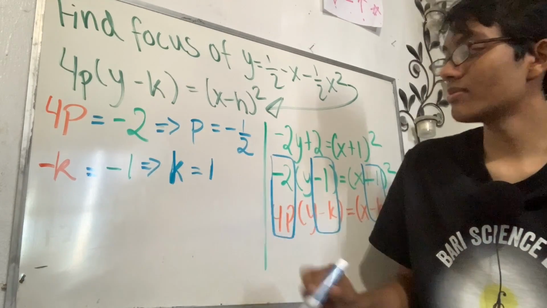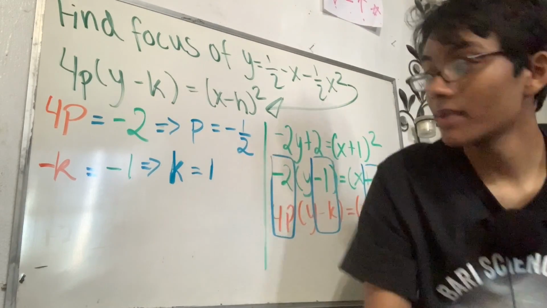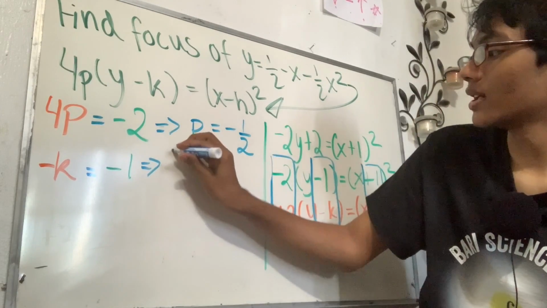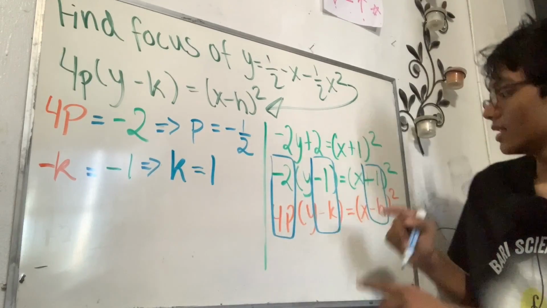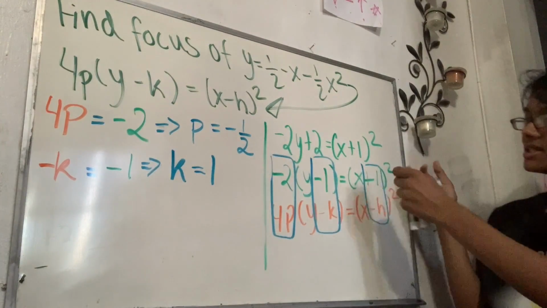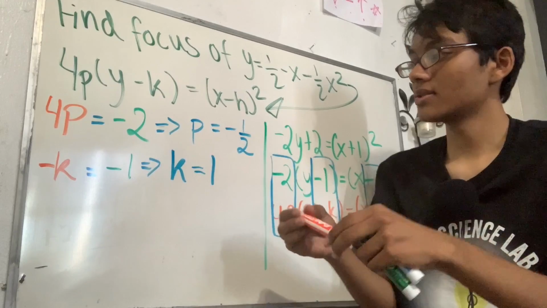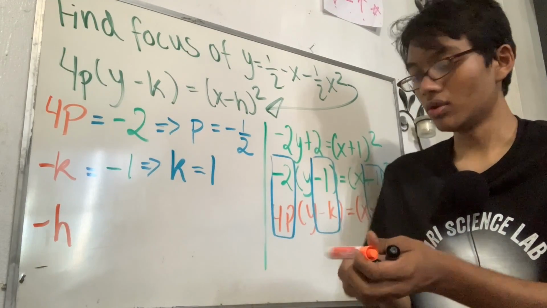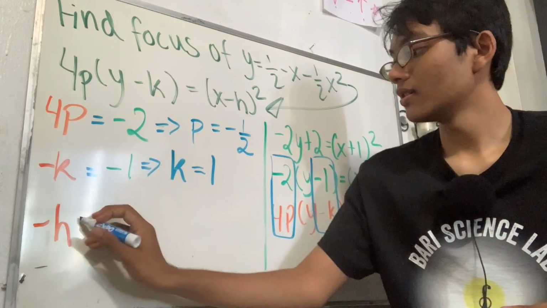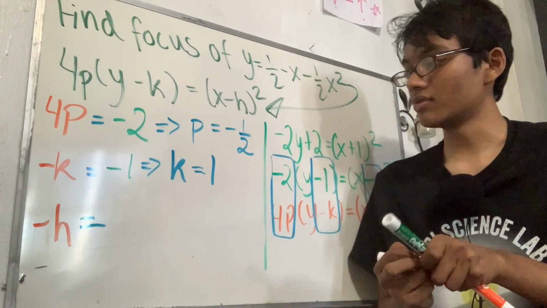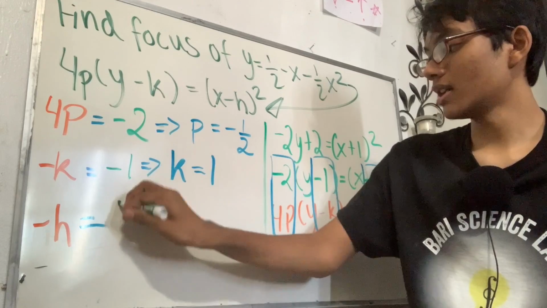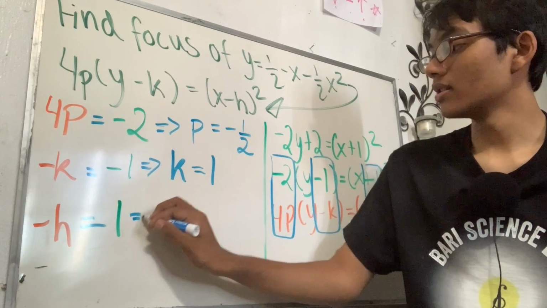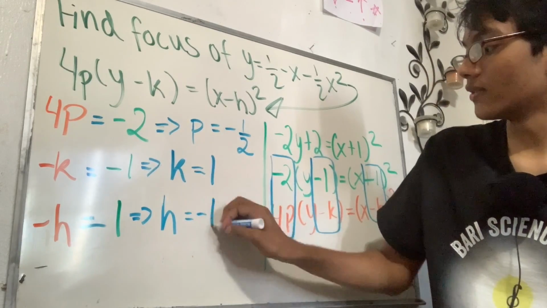And if I know that k is positive 1, I can finally find out what my h value is going to be, what the x coordinate of my vertex is going to be. Okay, so let me just go ahead and write that down. So my x coordinate of my vertex, minus h is equal to positive 1. Hopefully I made no arithmetic mistakes right there. So if I just go ahead and solve for h, I find that h is none other than negative 1.